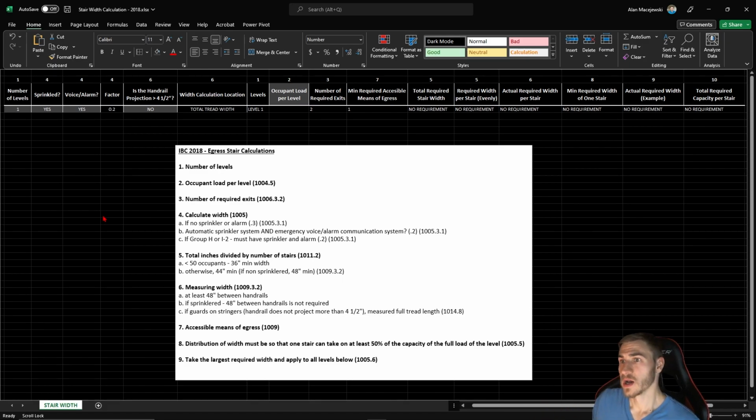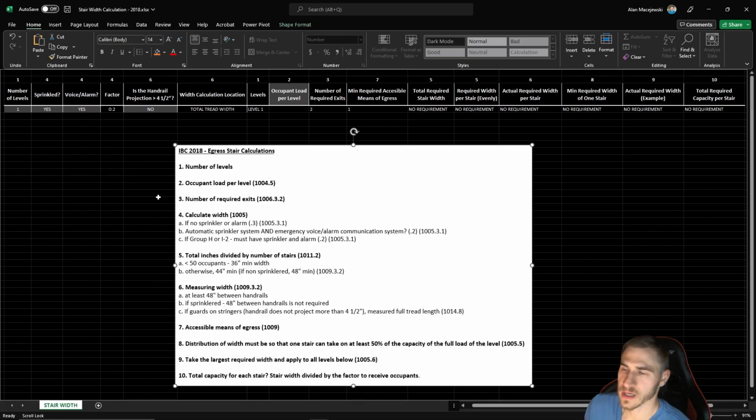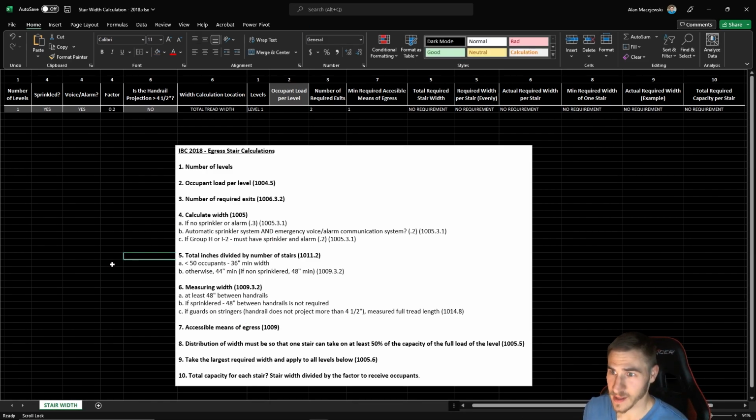Okay, so where do we want to start? Well, let's start with this big white box. And again, I'm labeling this here, obviously, 2018 egress stair calculations, and then we have listed numbers 1 through 10. Actually, right here, there's number 10. You can kind of look at it as the steps that you need to account for when really calculating the stair width, because there are a lot of steps. But in reality, we want to look at this as well as the spreadsheet.